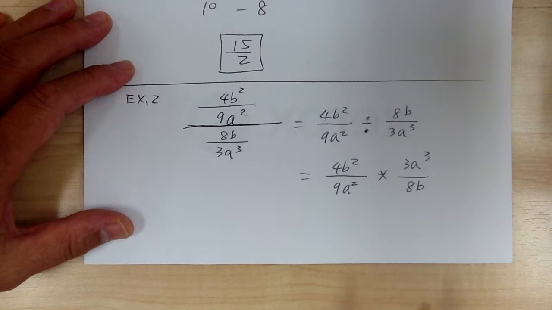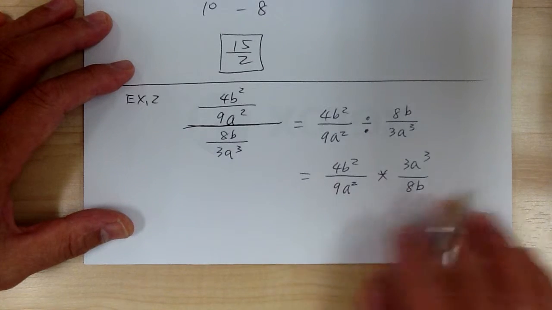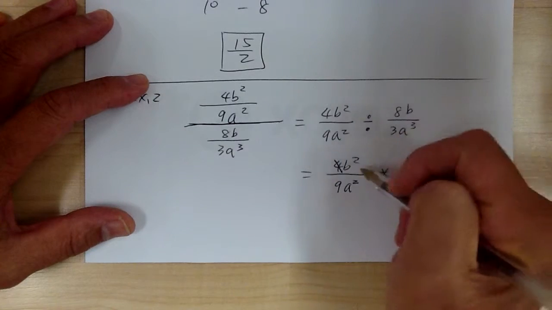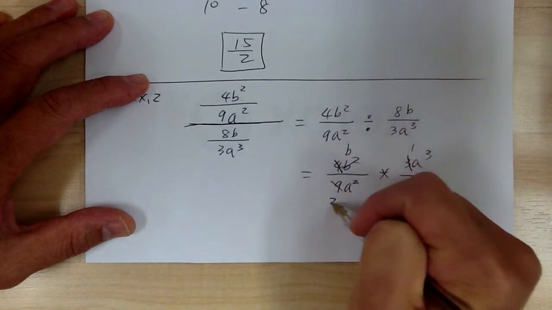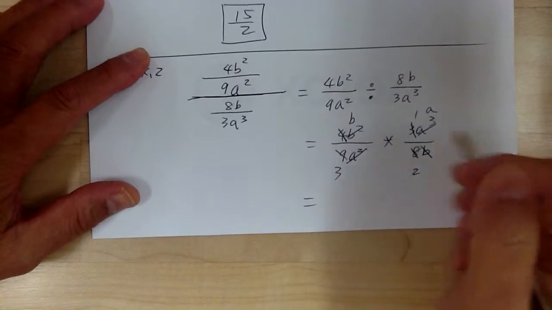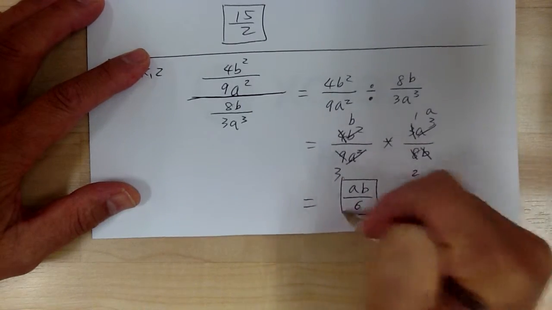So either way. Then after you do that, you can go and start to cancel things out. So 4 and 8 cancel out, you get 2. B and b squared cancel, you get b. 3 and 9 cancel, you get 3. A squared, a cubed, you get a. So your final answer would be ab over 6. Okay, and that's your answer.